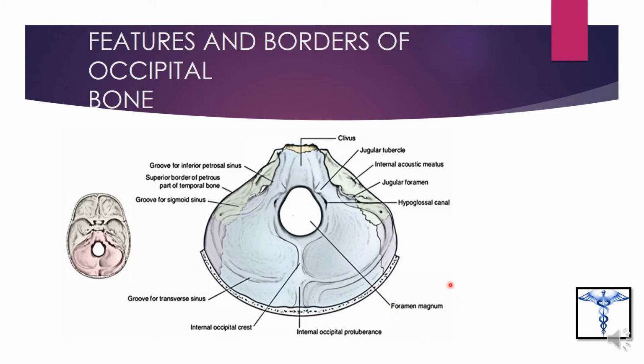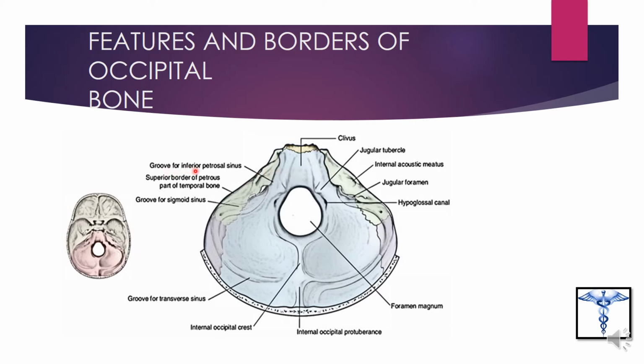The foramen magnum, hypoglossal canal, jugular foramen, and internal acoustic meatus are the openings in the posterior cranial fossa. We will discuss these in the next slides in detail. This is the clivus, and this clivus is a depression formed by the basilar part of the occipital bone. I will also show you this in the next slide.